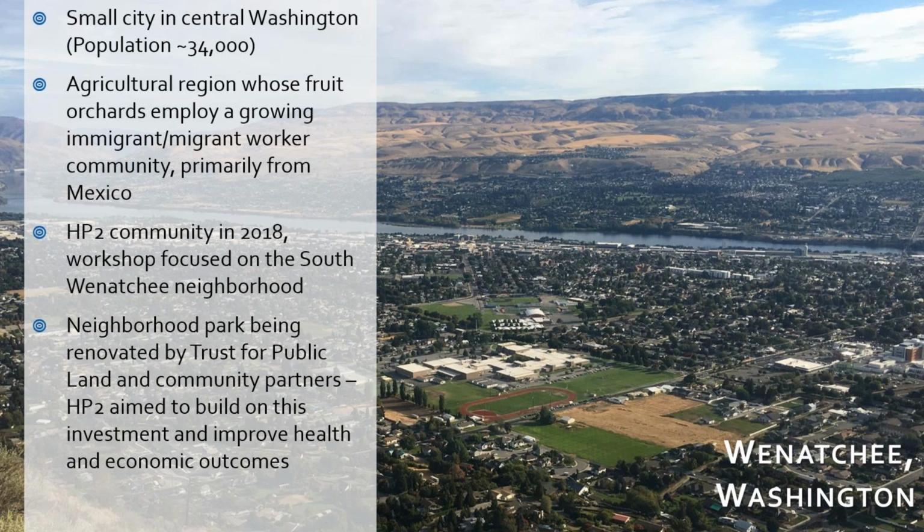So in 2017, they applied for assistance from Healthy Places for Healthy People. So Wenatchee was one of our communities with whom we got to work last year. And their application and the work that we did with them really focused on the South Wenatchee neighborhood, which is the neighborhood within the city where a lot of the growing immigrant population lives. In this neighborhood, there is a park, Kiwanis Methow Park, and it's been in the process of planning a renovation that's been spearheaded by the Trust for Public Land. And this process has been going on for years and was about to come to fruition.